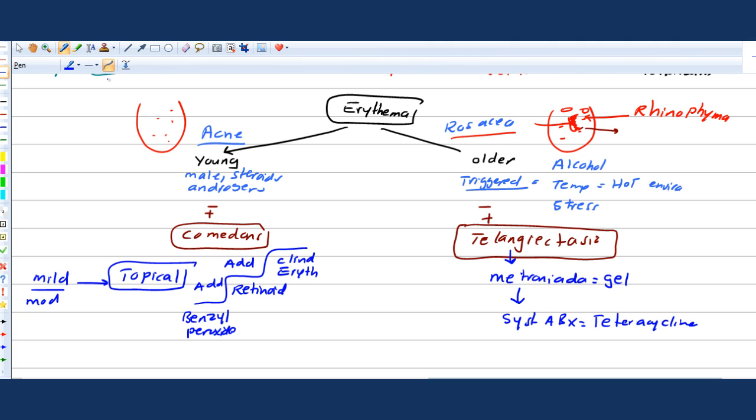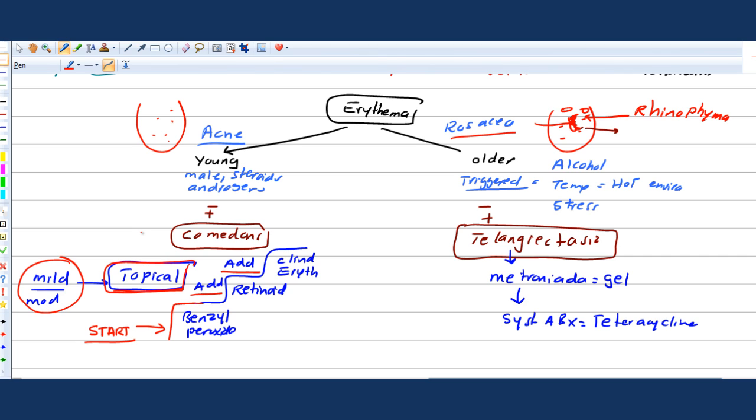For mild or moderate, the key point is topical. This is your start point. You will start with benzoyl peroxide, topical. Then if still a problem, you will add retinoid, topical. Still a problem, you will add clindamycin or erythromycin, but make sure I am still talking about topical agents. Is this hard?